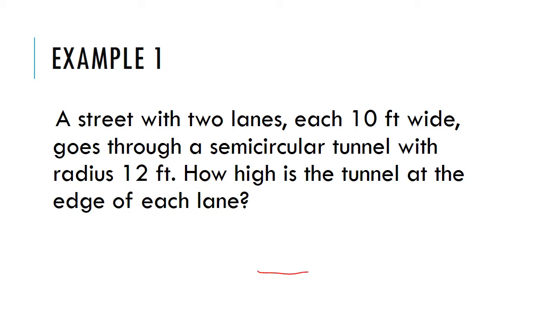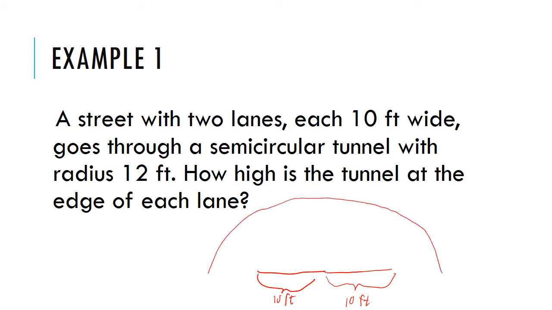So if we have a lane here, this is 10 feet. Then since the street is a two-lane street, we have another 10 feet here. And of course, that is a street, dapat magkadugtong sila, tama? Yan, two-way lane or two-way street. Then, it goes through a semicircular tunnel with a radius of 12 feet. Ibig sabihin, there is a tunnel which should look like this.